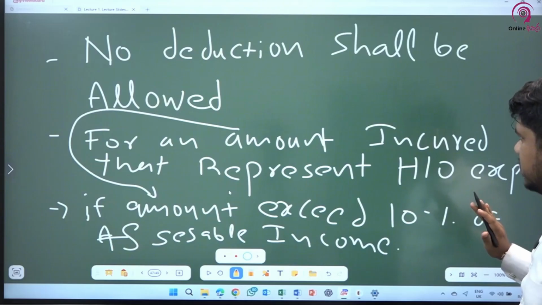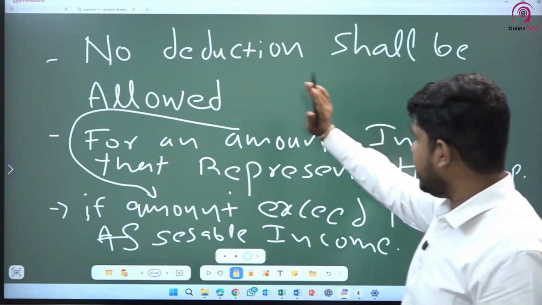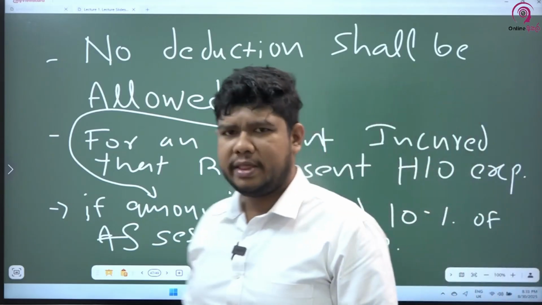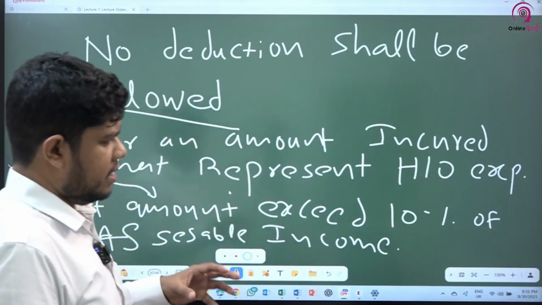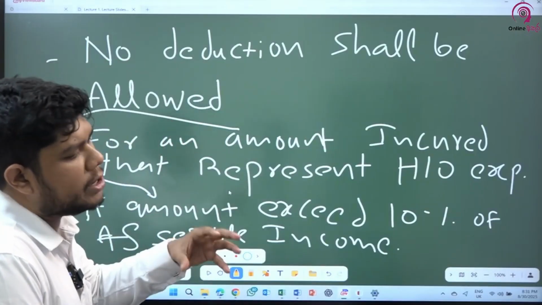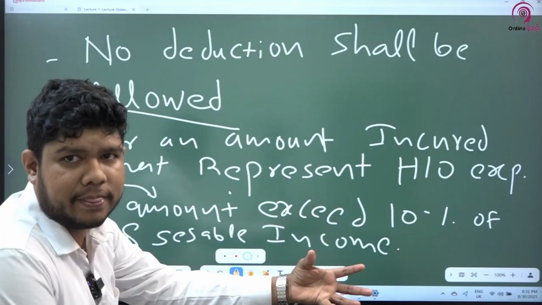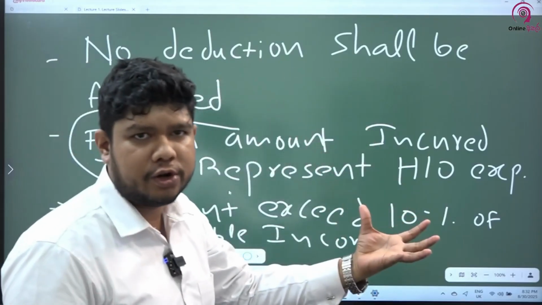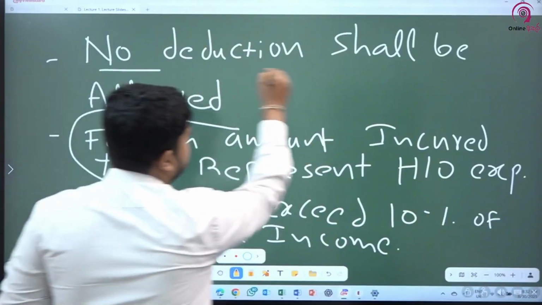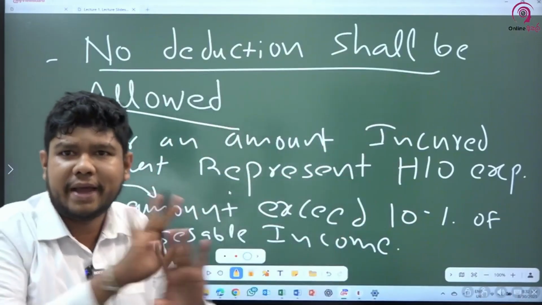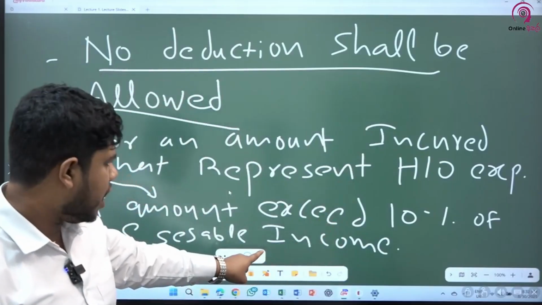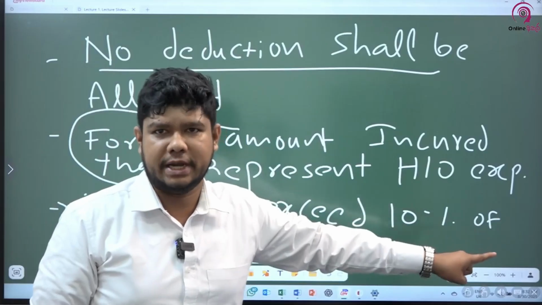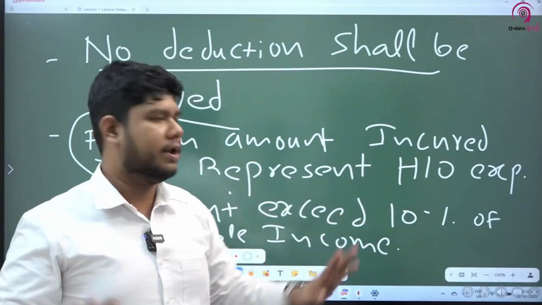Understand, students, it says no deduction shall be allowed. Is it saying that only the deduction which is above 10% is not allowed? No, it says no deduction shall be allowed. Nothing at all. If you are increasing your head office expenses more than 10%, nothing at all, right?